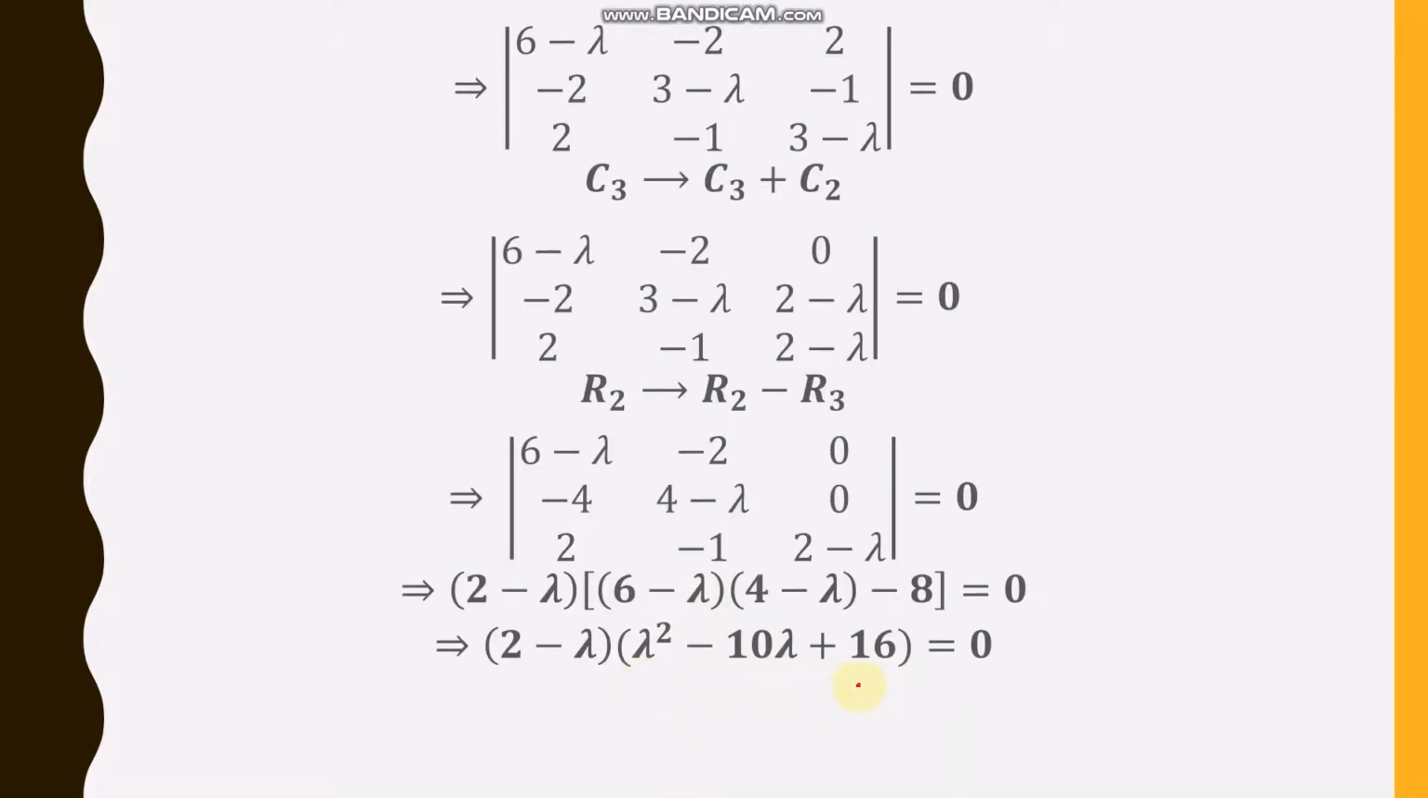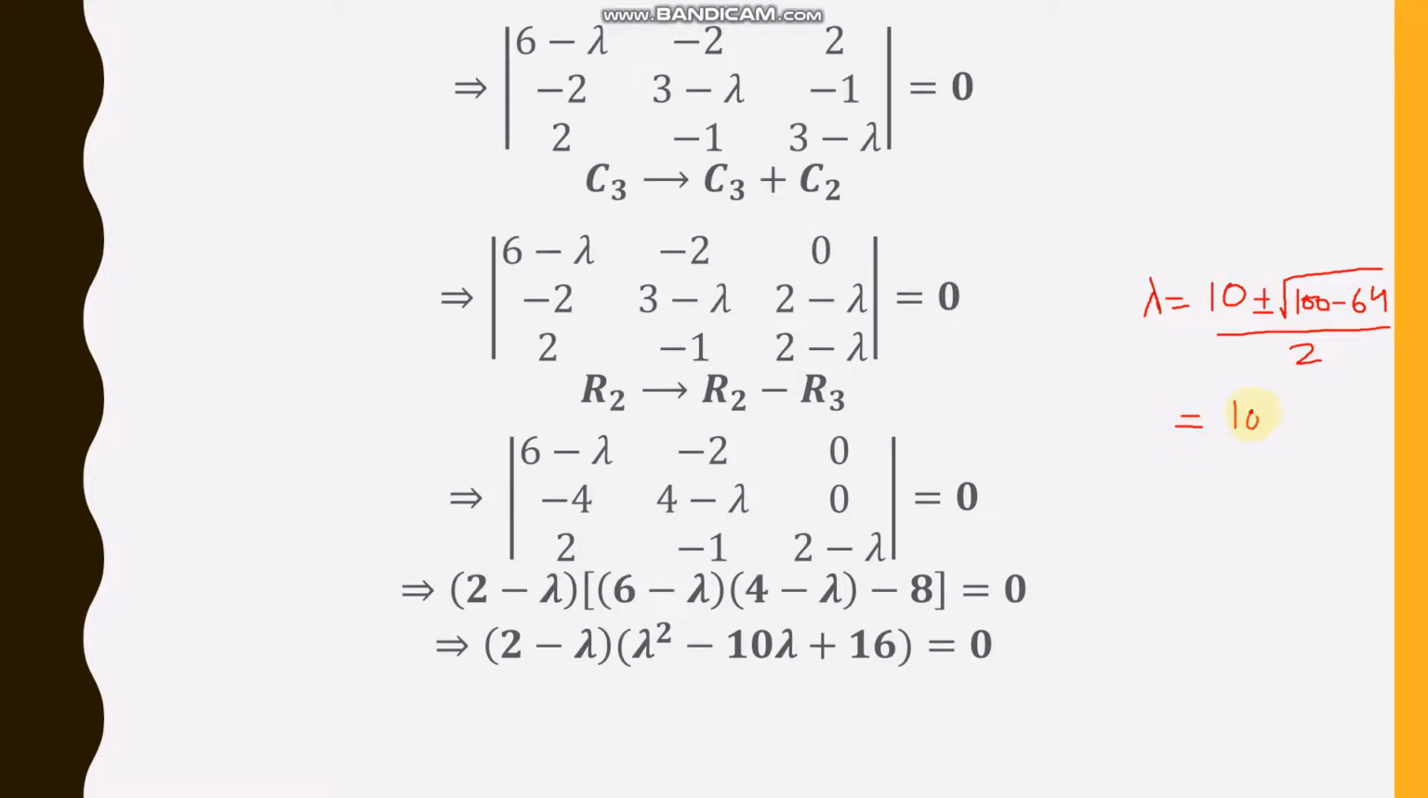Now you can solve this quadratic equation by the formula. So lambda will be equal to minus b. b is minus 10 here, so minus minus will become plus. Plus minus square root of b square, b square is 100, minus 4 times ac. a is 1, c is 16. So 4 times 16 is 64, divided by 2 times a, 2 times 1 is 2. So 100 minus 64 is 36, and the square root of 36 is 6.